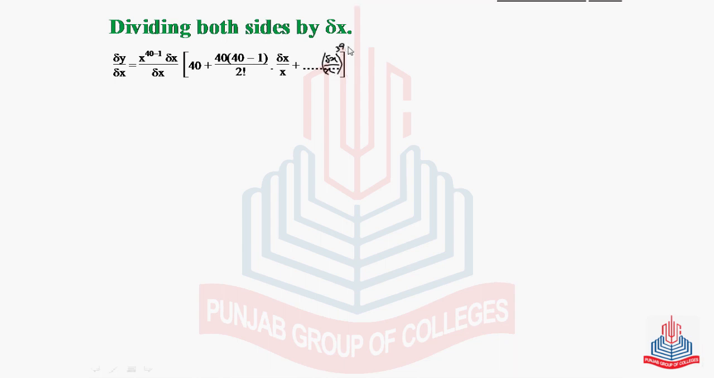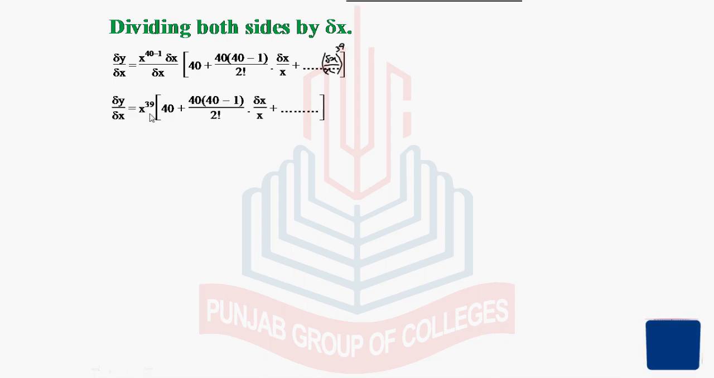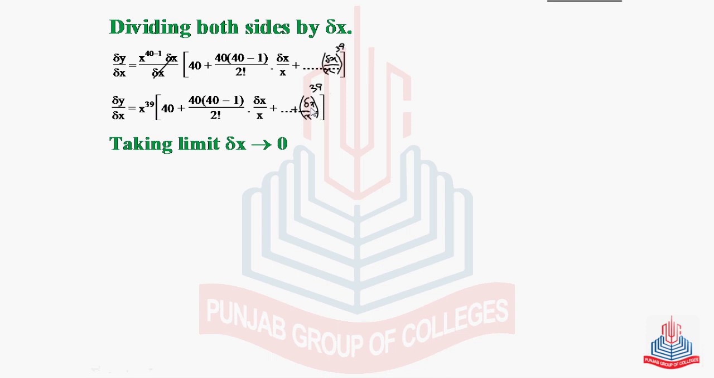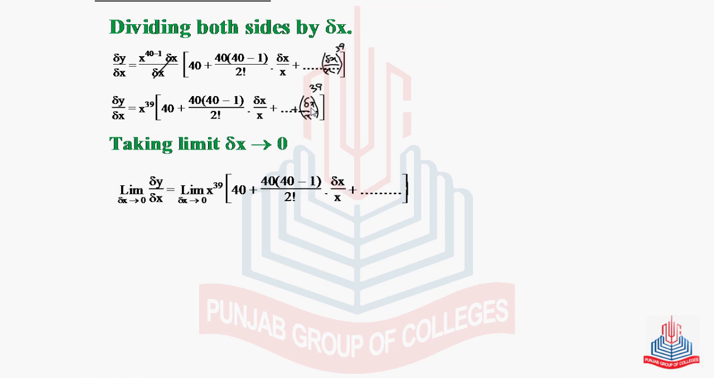So delta y by delta x is equal to x raised to the power 39. This will be cancelled out. We have 40 plus 40 into 40 minus 1 over 2 factorial, delta x over x, and at the end we have delta x over x raised to the power 39. Now applying the limit on both sides, delta x approaches 0. So limit delta x approaches 0, delta y by delta x is equal to limit delta x approaches 0, x raised to the power 39, and all the portion will remain the same with an addition of this delta x over x raised to the power 39.